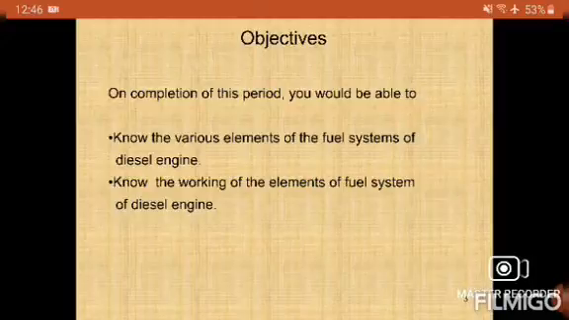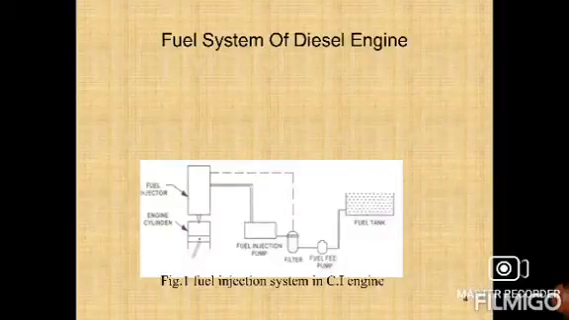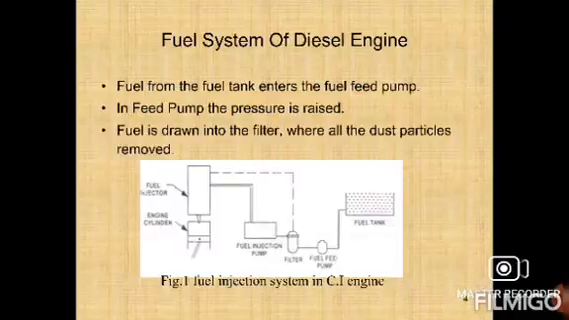What are the main elements in the fuel system? First is the fuel tank, which plays an important role in storing the fuel. Next, a feed pump is provided. The feed pump is used to raise the pressure of the fuel that is placed in the tank.